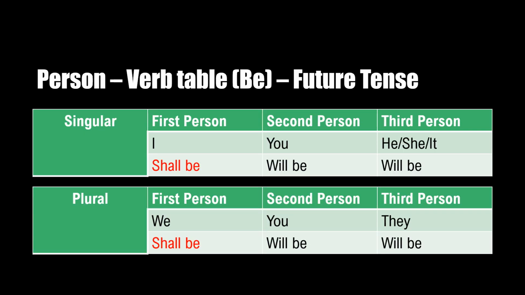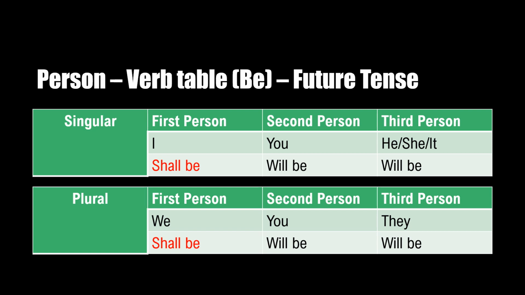So, how does the person verb table look in the future tense? For the verb be, in the first person, I shall be. Second person singular, you will be. Third person singular, he will be, she will be, it will be. First person plural, we shall be. Second person plural, you will be. Third person plural, they will be.